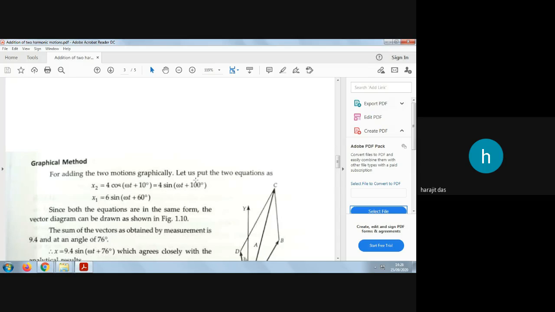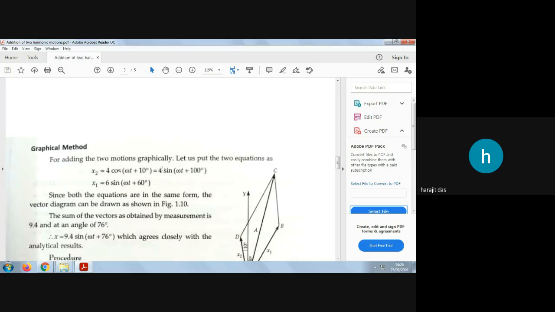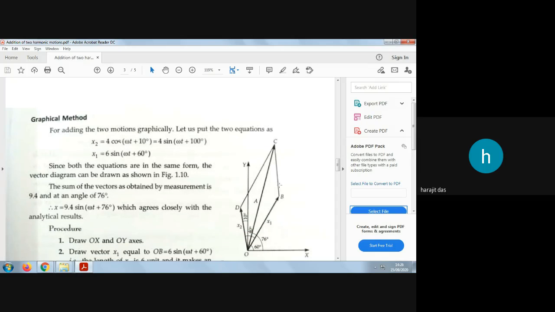You can take it as x1 also, no problem, but because this will come first in this drawing, that is why the second sine function is taken as x1. No problem, you can write x2 also. So here this x1 is taken as 6.